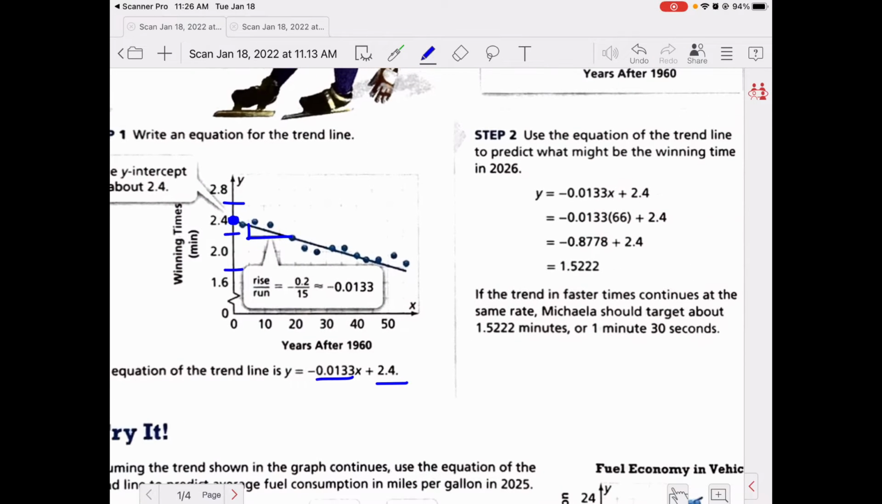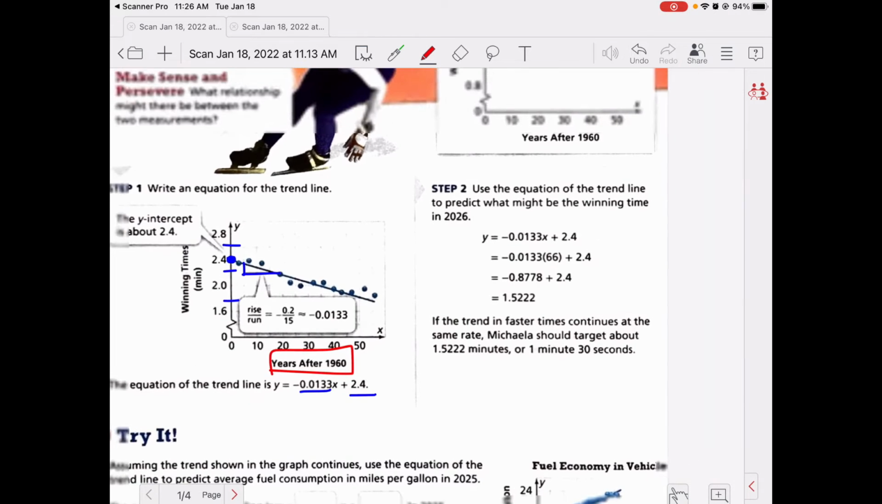Now, we want to use the equation of the trend line to predict what might be happening in 2026. Right? Now we have to be careful because a lot of us would be like, oh, I have to plug in 26 for x because that's how long it is. But it's years after 1960. Okay? So if we do 2026 minus 1960, that gives us 66 years. Okay? So we're going to plug in 66 for x to see what her winning time might need to be.